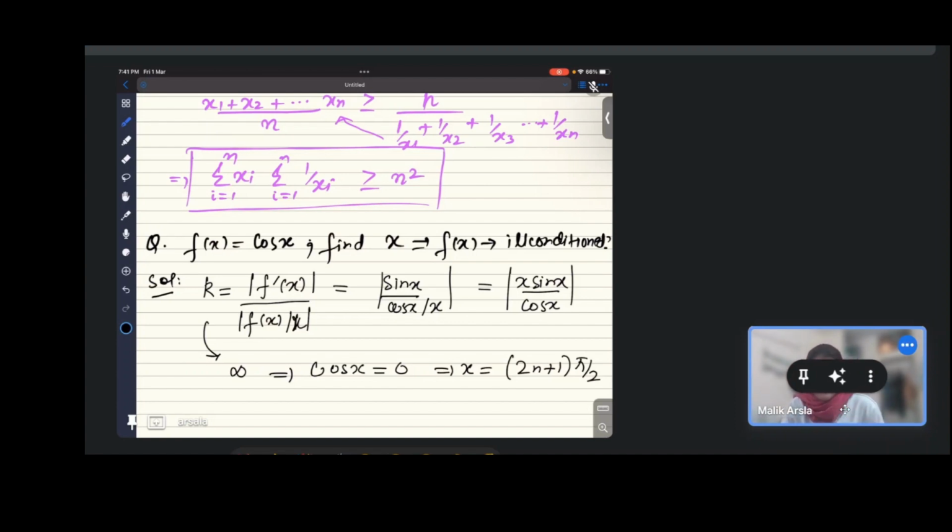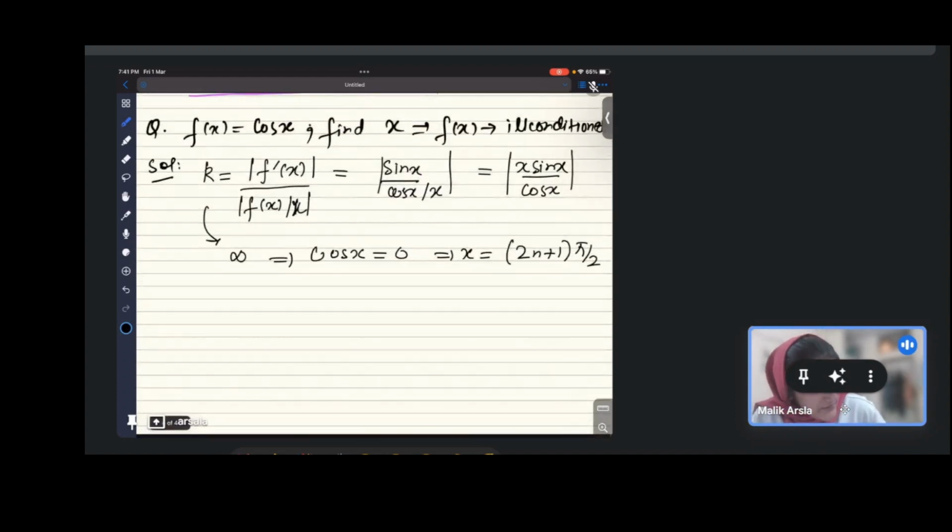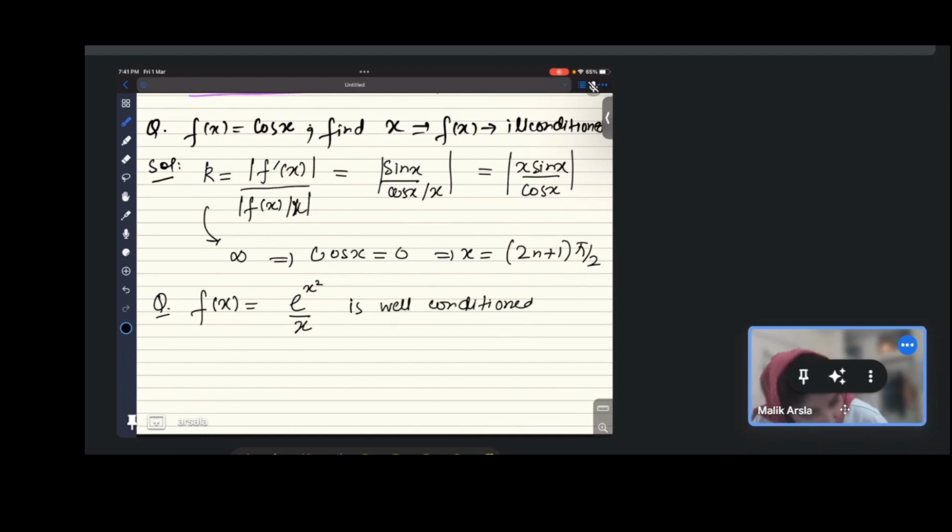Understood? Yes. Okay, so now similarly we have another question. If f of x is given to be e to the power x square divided by x, this function is well conditioned for what values of x? So try to do this question.